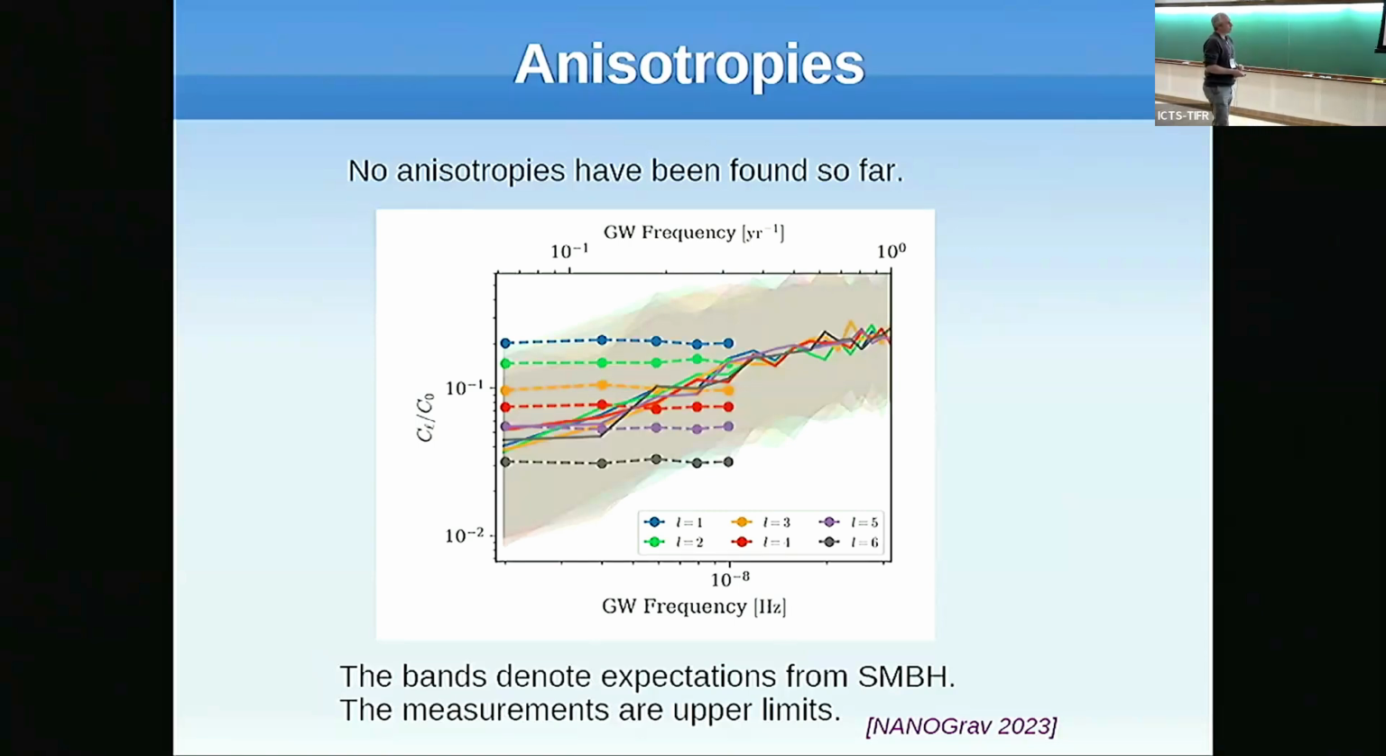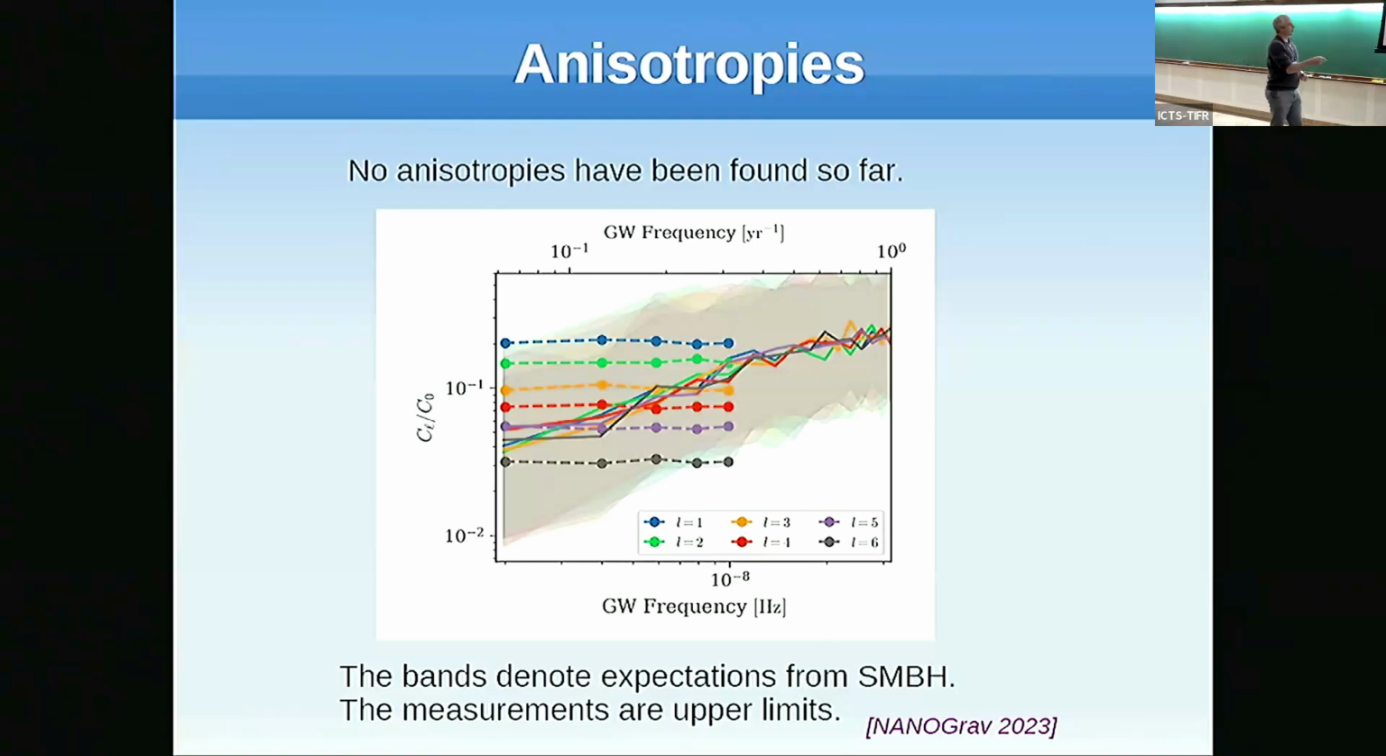So what you see here is they did an expansion of the sky in terms of spherical harmonics, and they plot the coefficient of these spherical harmonics as a function of the frequencies. And this gray band are kind of predictions of these holodeck models, which I've seen before, this blue dot. And the dotted lines, the colored dotted lines, are measurements. Okay? And the conclusion here was that no anisotropies have been seen.